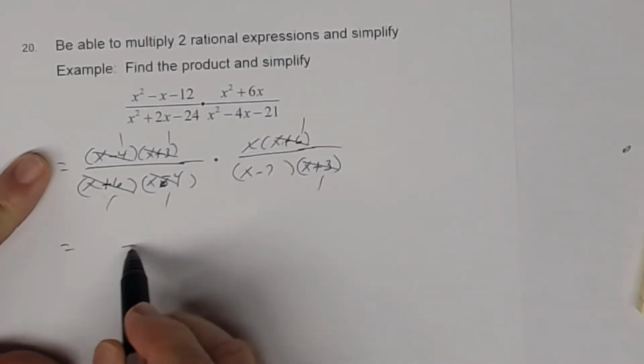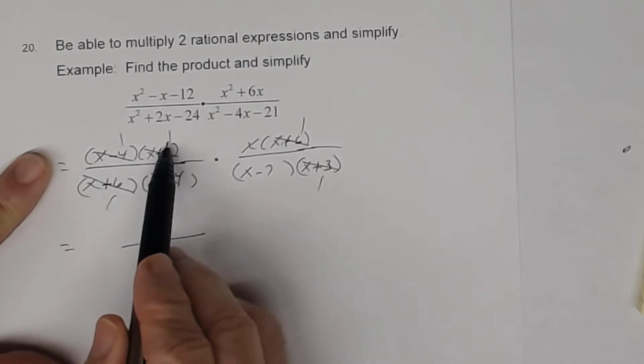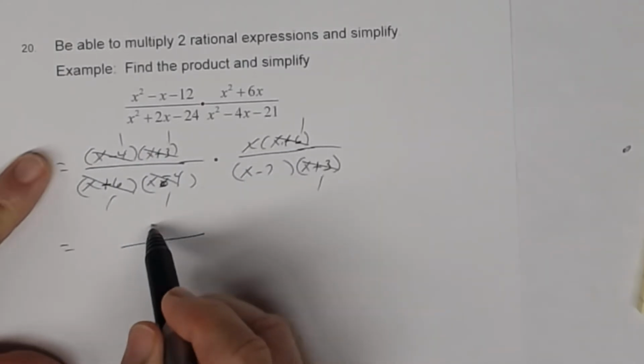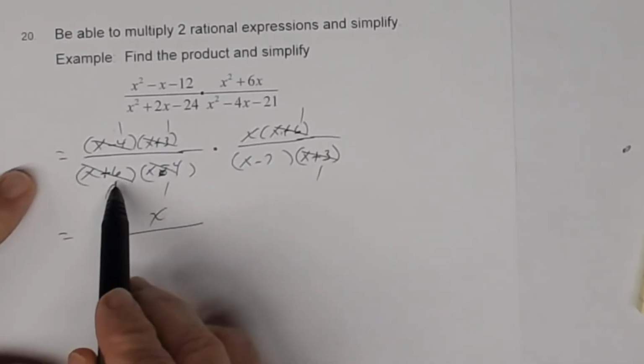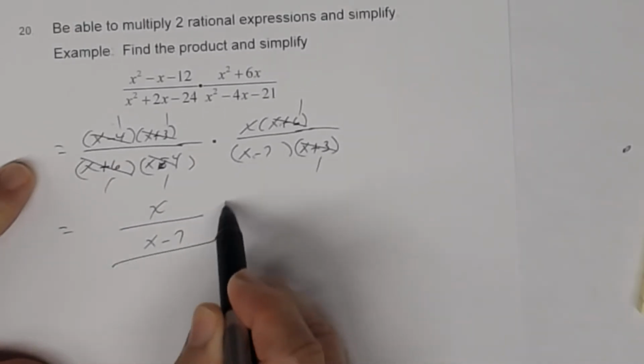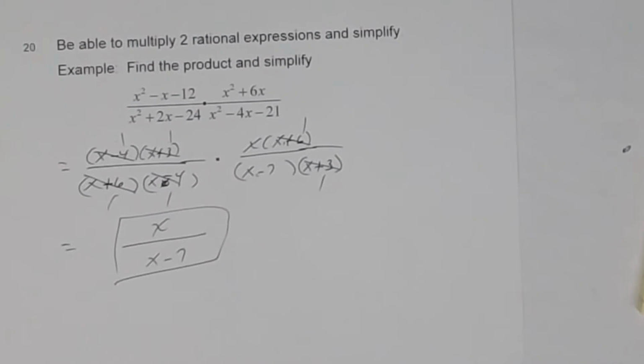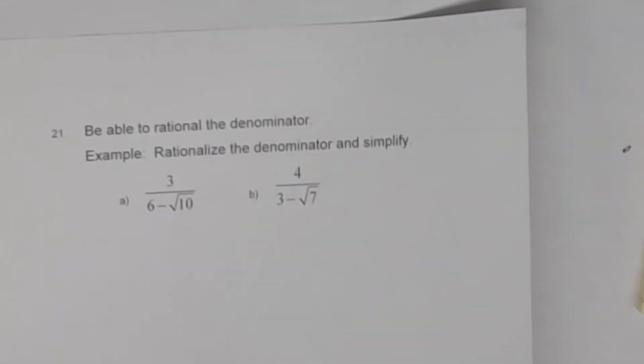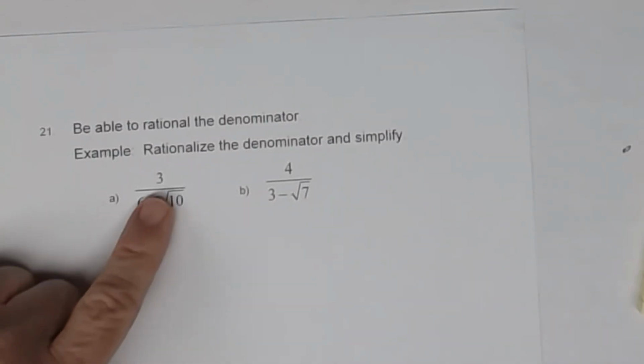And so therefore your final answer will be 1 times x times 1, which is x. And the denominator, 1 times x minus 7 times 1 is x minus 7. And so that's number 20. Okay. Number 21. So in 21, you want to rationalize the denominator.